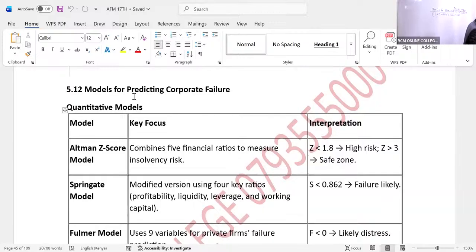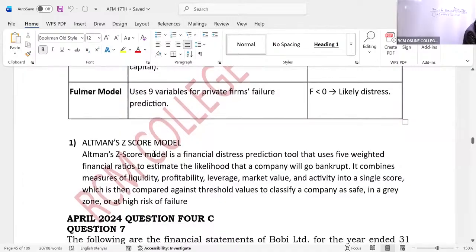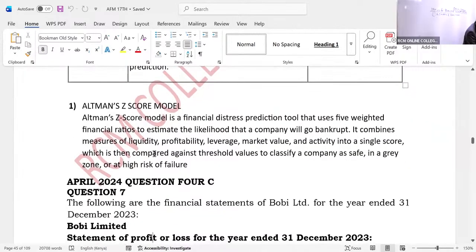And we have a summary there. You can see Altman's Z-score model combines 5 financial ratios to measure insolvency risk. Without reading so much, I always like describing these things using a past paper question.